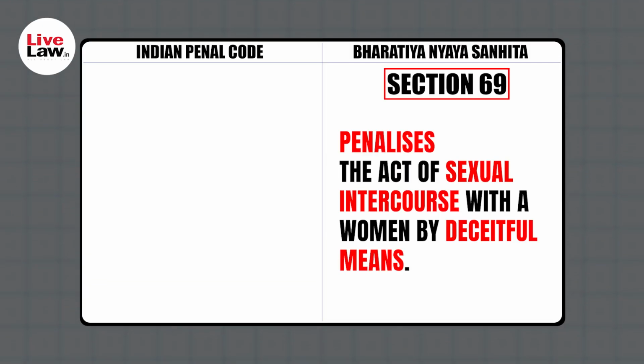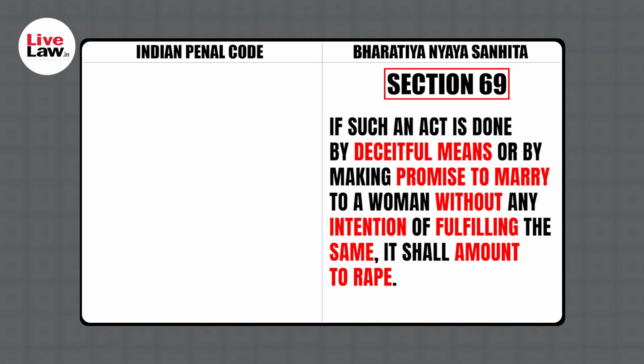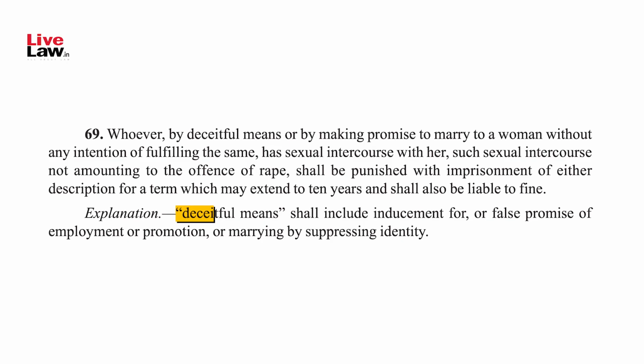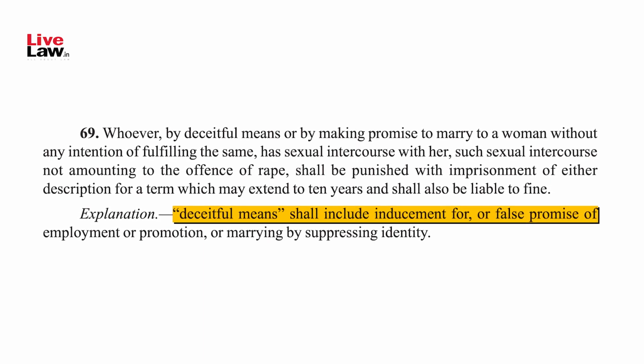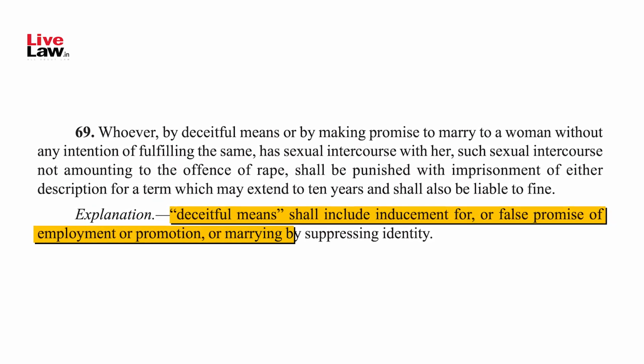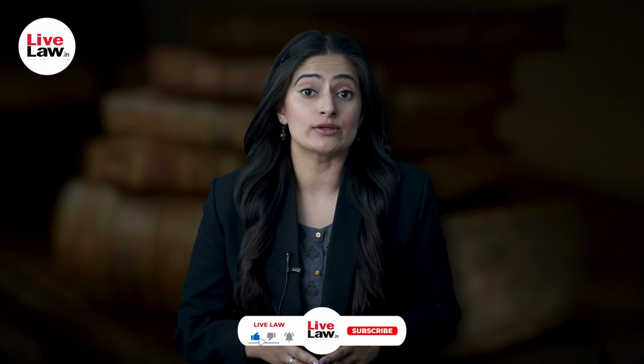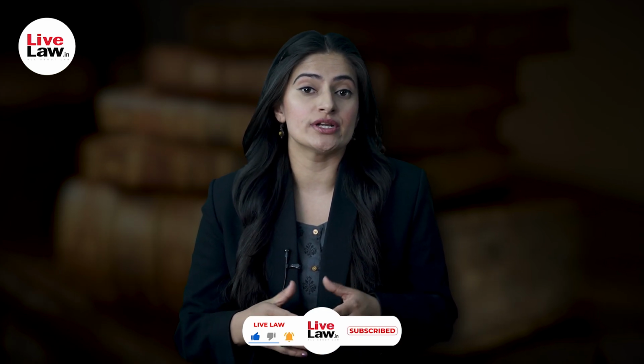Section 69 penalizes the act of sexual intercourse with a woman by deceitful means. It specifically mentions that if such an act is done by deceitful means or by making a promise to marry a woman without any intention of fulfilling the same, it shall amount to rape. Strangely, the explanation to this section says that deceitful means shall include false promise of employment or promotion or marrying by suppressing identity. This provision, let me tell you, has sparked some backlash for its misogynist legislative presumption that women naturally consent to sexual intercourse in return for employment or promotion.